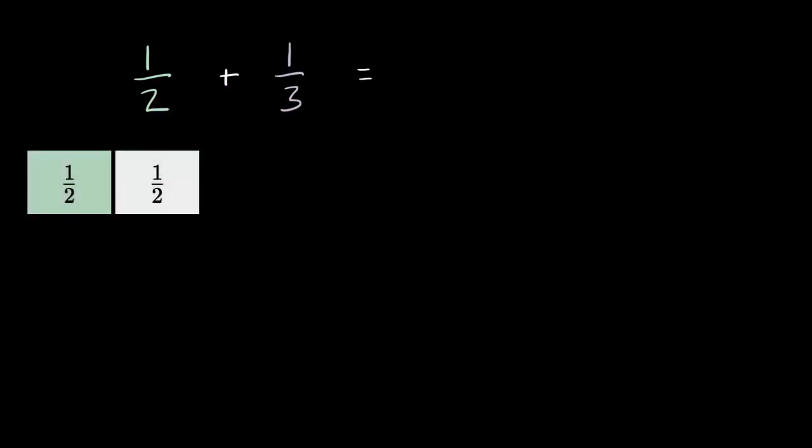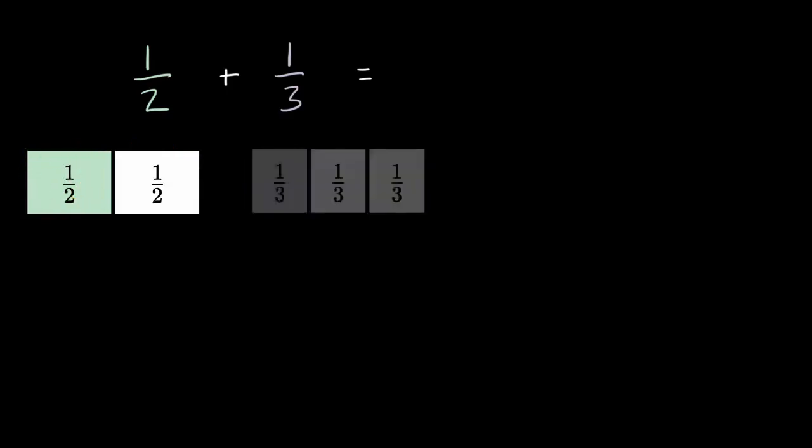So this is a visualization of 1/2. If you view this entire bar as a whole, then we have shaded in half of it. And if you wanted to visualize 1/3, it looks like that. So you could view this as this half plus this gray third here. What is that going to be equal to?